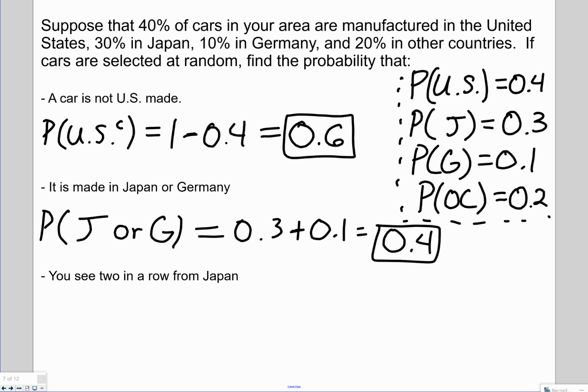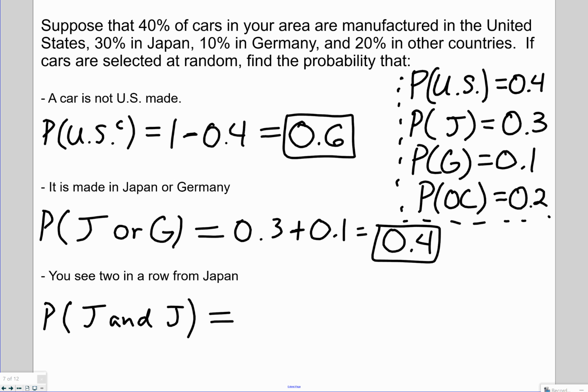What should I do? Japanese car and Japanese car. That's multiply. So I'm going to write down P, so probability of Japanese car and Japanese car. Now we're going to multiply 0.3 times 0.3, but let's pause for a second. Using this rule of multiplication means we assume what about looking at a car, finding out where it's made, putting it to the side, and looking at another car? We're assuming what about those two events?